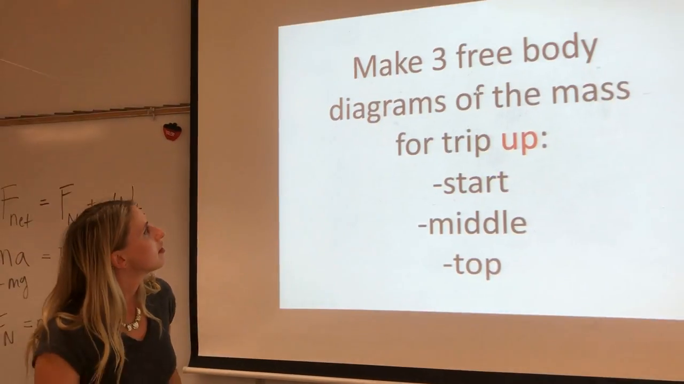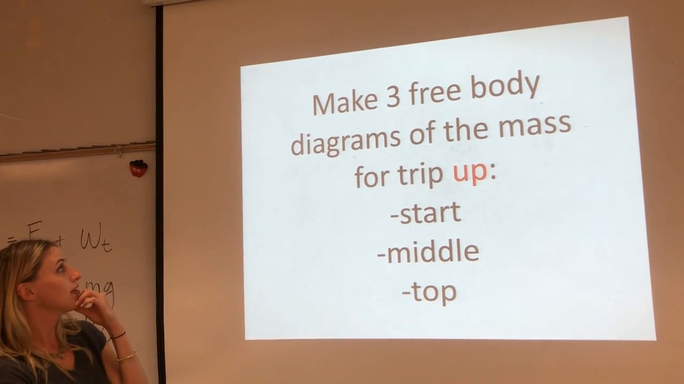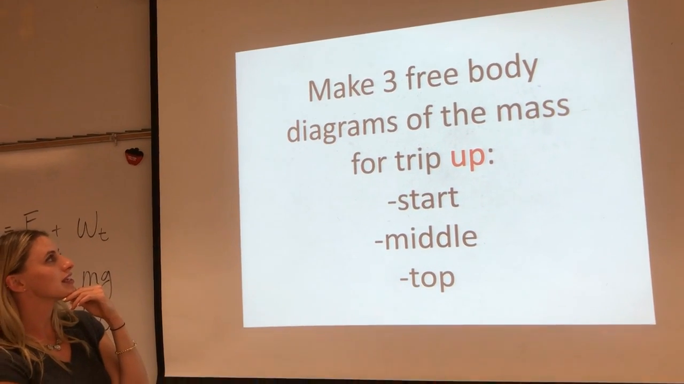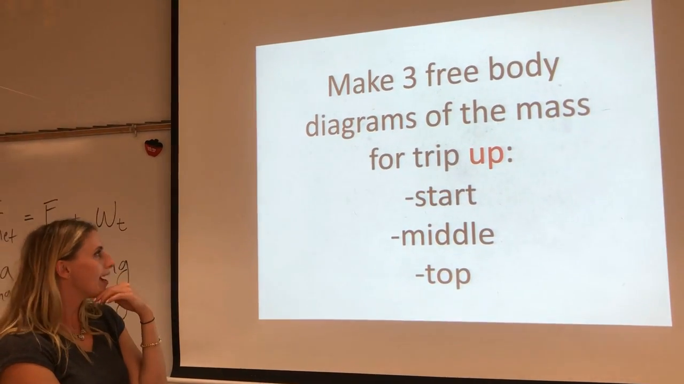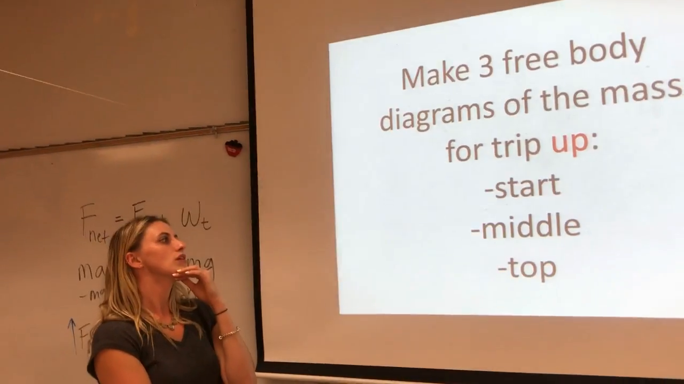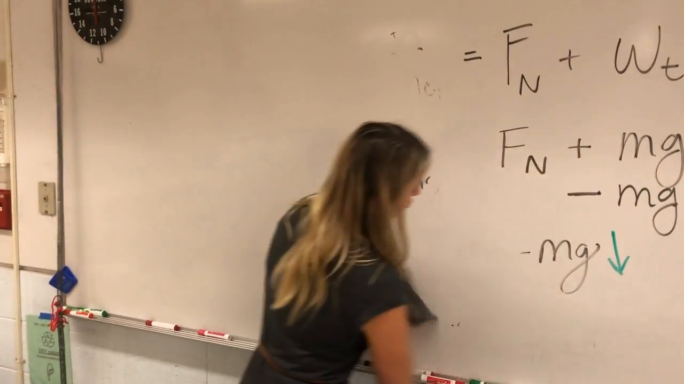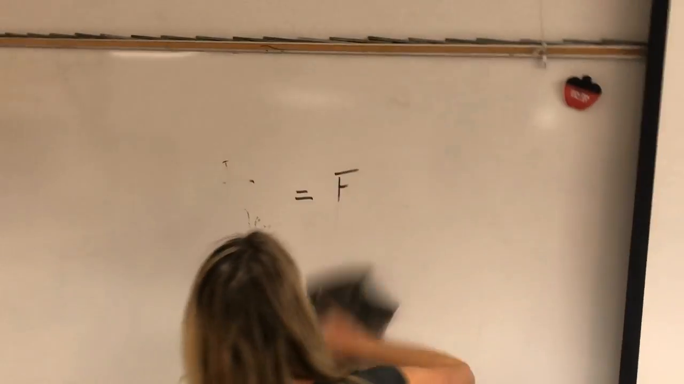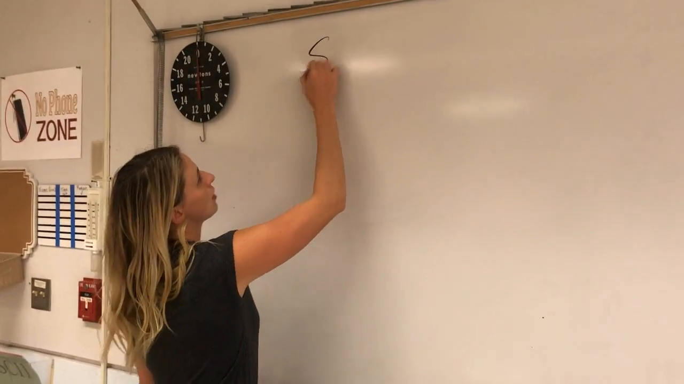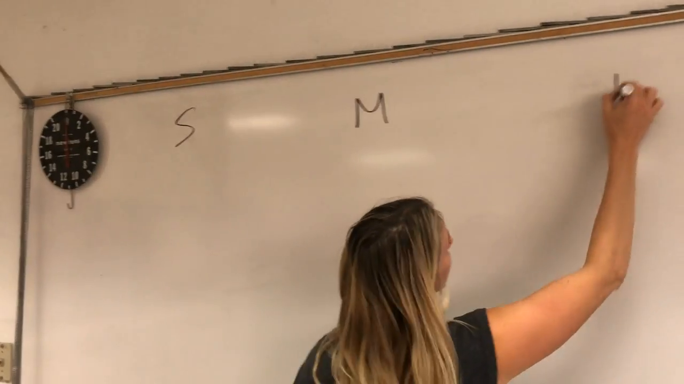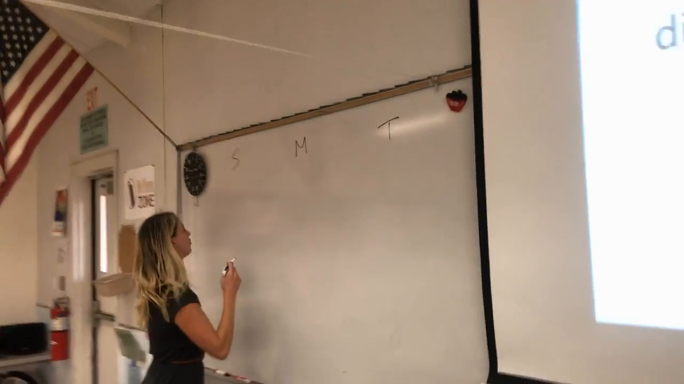Make three free body diagrams of the mass for the trip up. You've already done this: start, middle, and top. Let's check your work and see how you did. What should this look like? All right, so start, middle, and top, and then three dots.